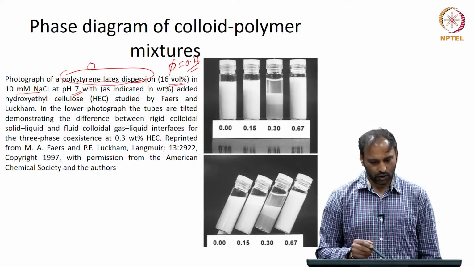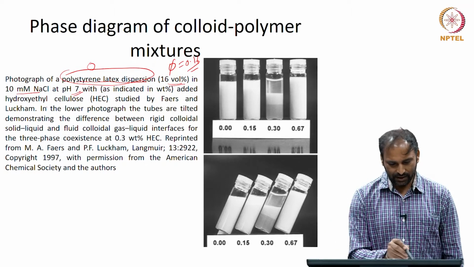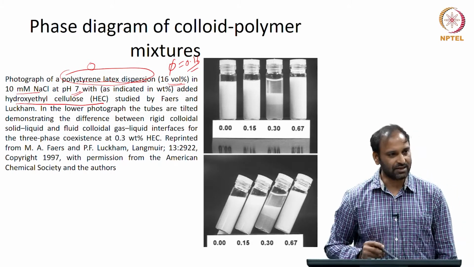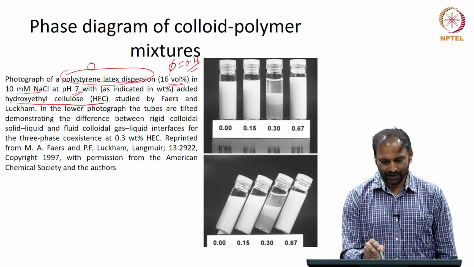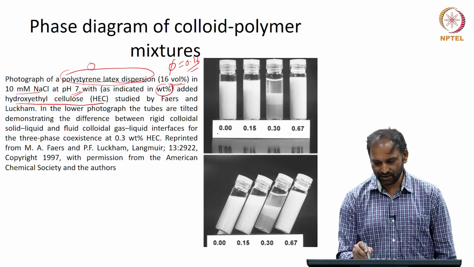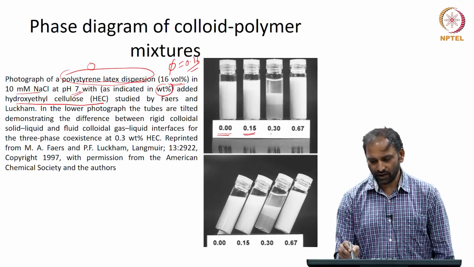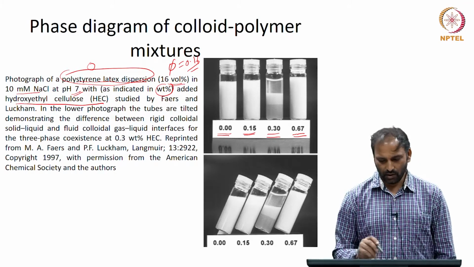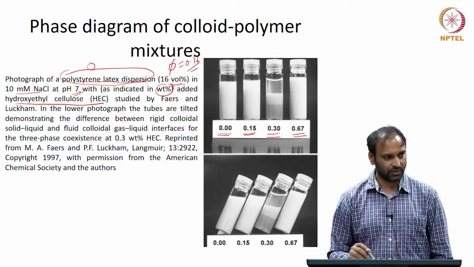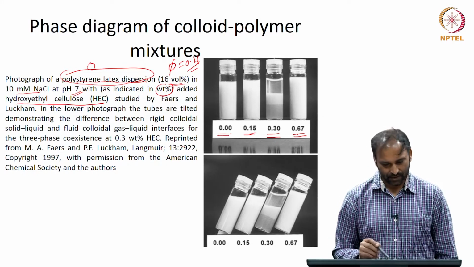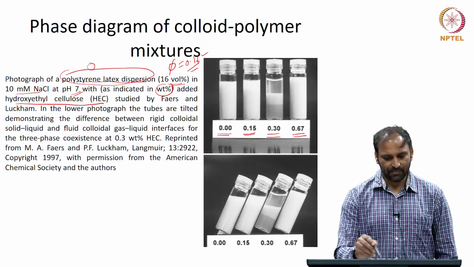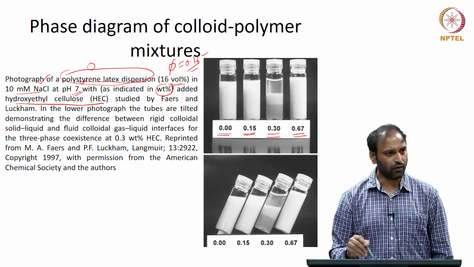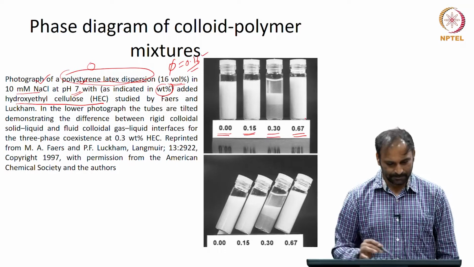To this, what has been done is they have added a polymer called hydroxyethyl cellulose, HEC, in different weight percentages, which are indicated here: 0, 0.15, 0.3, 0.67. What they have done is taken a picture of the vials which contain these dispersions. So, the concentration of the particles is the same, pH conditions are the same, salt is the same. The only thing that is different in these 4 vials is the presence of polymer, that is it, right.